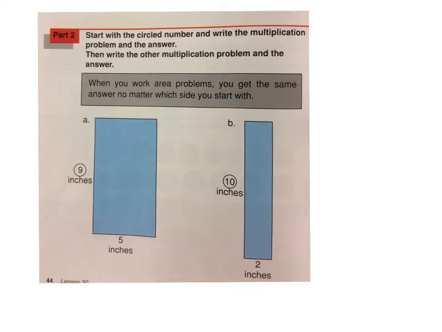Okay, so the next part is part 2 in the textbook, and you see that there's a number that's circled next to each rectangle. So what you're going to do is start with the circled number to write the multiplication problem. So when I'm trying to do the multiplication for these two sides, I'm going to write this one first. So go ahead and solve the multiplication for A and for B. And then once you've written it the one way starting with the circled number, then you're going to write the other multiplication problem. So you have to write it both ways.